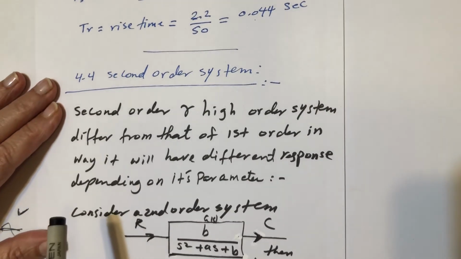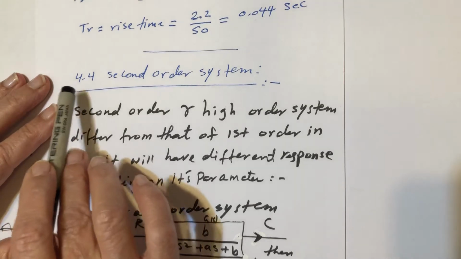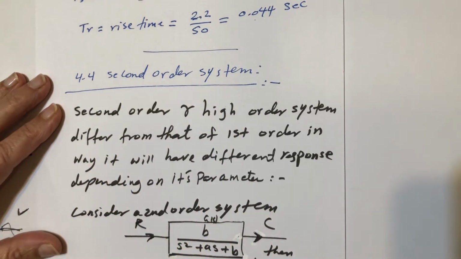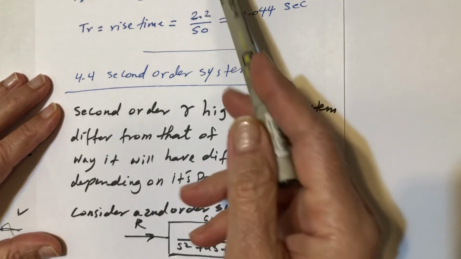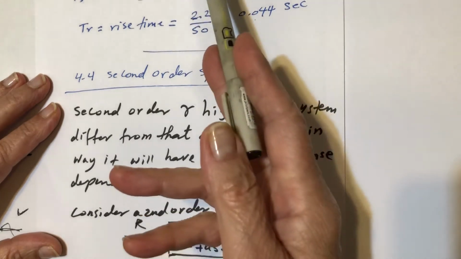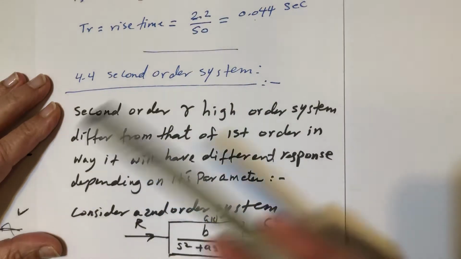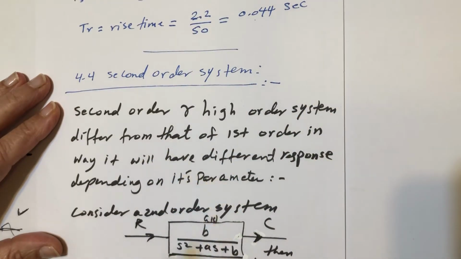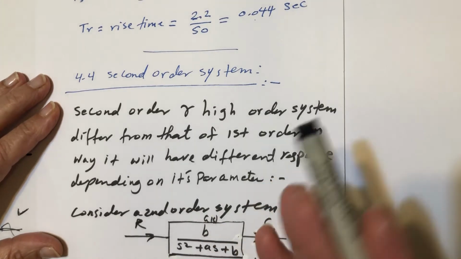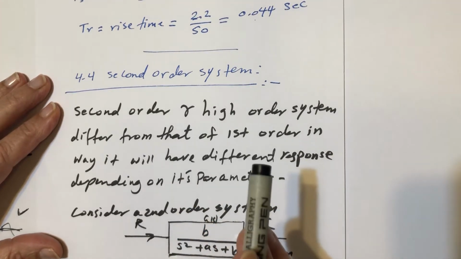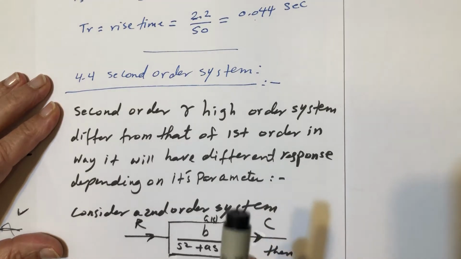I'll start with the second order system. This is section 4.4, second order system. In second order systems and higher, we'll find the situation is different. The response is different. Here we don't have a single parameter that is changing, unlike the first order. When I go through other examples and into details of second order and higher, I'll tell you how to distinguish between first, second, and higher order systems.